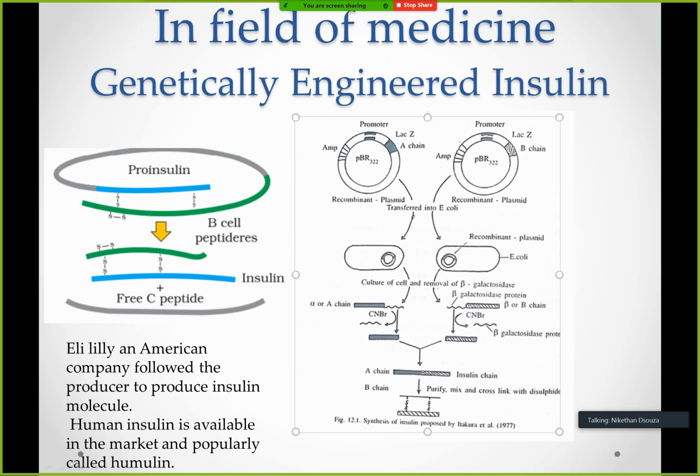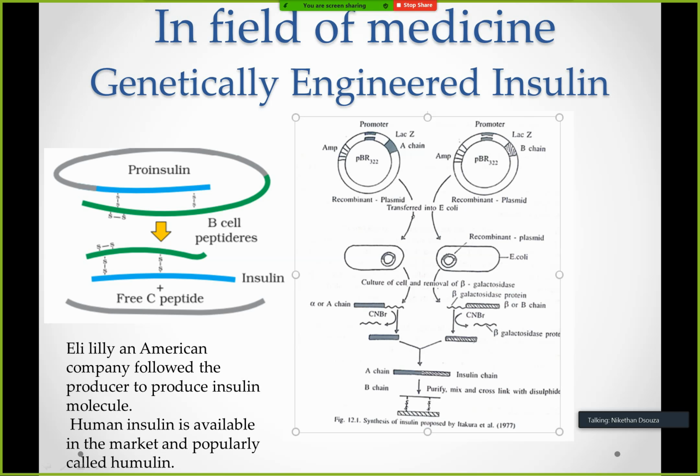Coming to the field of medicine. Here in the field of medicine, there is insulin production. Eli Lilly, an American company, followed this procedure to produce insulin, and it is called human insulin, with the name Humulin in the market.